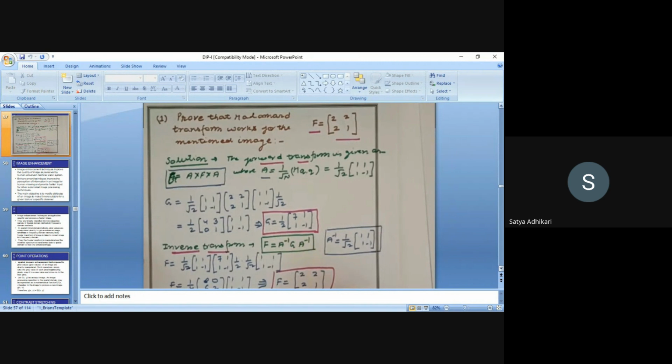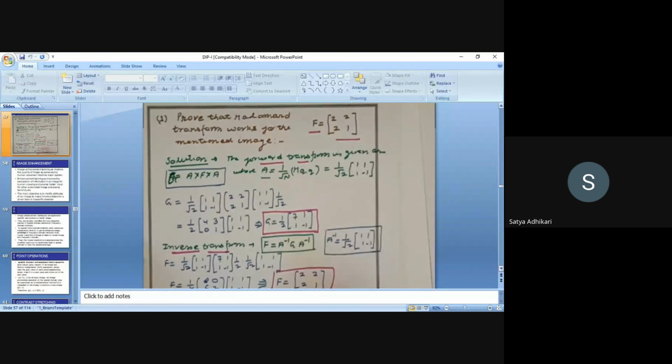So g is equal to A into F into A. A is equal to 1 by root 2 times 1 1 1 minus 1. F is equal to 2 2 2 1, which is already given, and again A is 1 by root 2 times 1 1 1 minus 1. 1 by root n is here the order. So I am multiplying 1 by root 2 into 1 by root 2, which was outside of the matrix. That is 1 by 2.